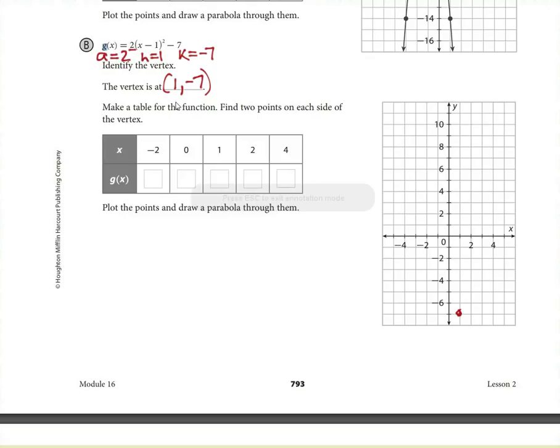Because A is a 2, we have a vertical stretch by a factor of 2. So if I go over from the vertex 1 unit, then I need to go up 2 units to get to another point that the curve will go through. And so just using those 3 points, I can get a pretty good rough sketch of the graph without plotting more of the points. Although the more points you plot, the more accurate your graph will be.